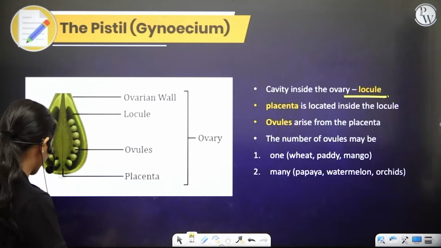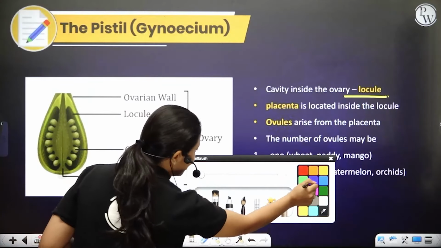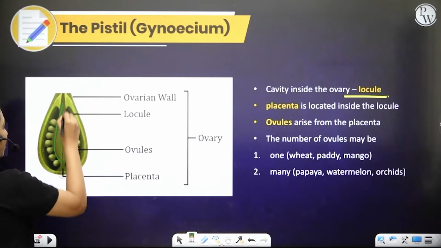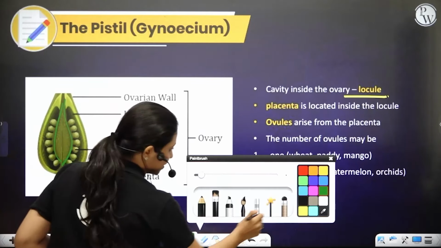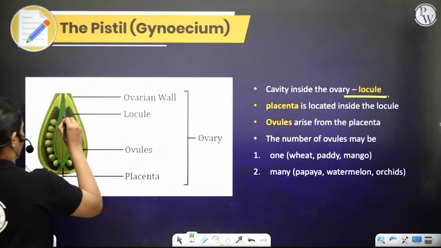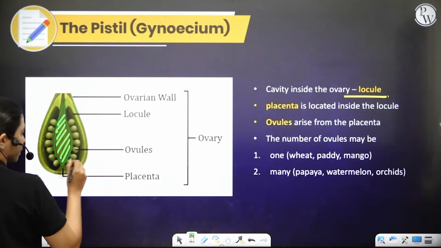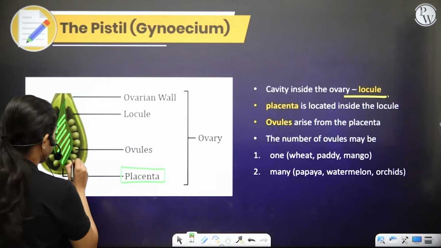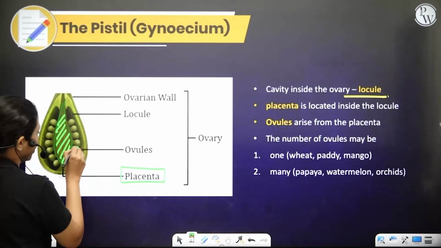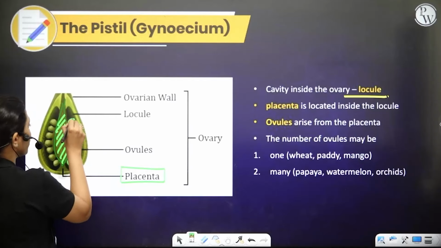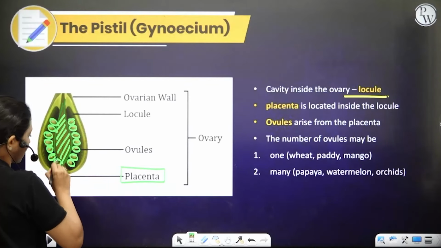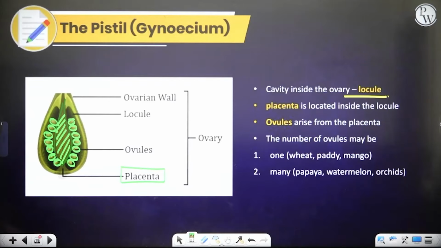Within the ovarian locule, you can find a fleshy tissue which is called the placenta. Okay, so this is the placenta. You've learnt about placentation in 11th grade, right? So this is the placenta. Attached to this placenta, you will have one to many ovules. Ovules are what will become the seeds in the future. Okay, so these are the ovules.